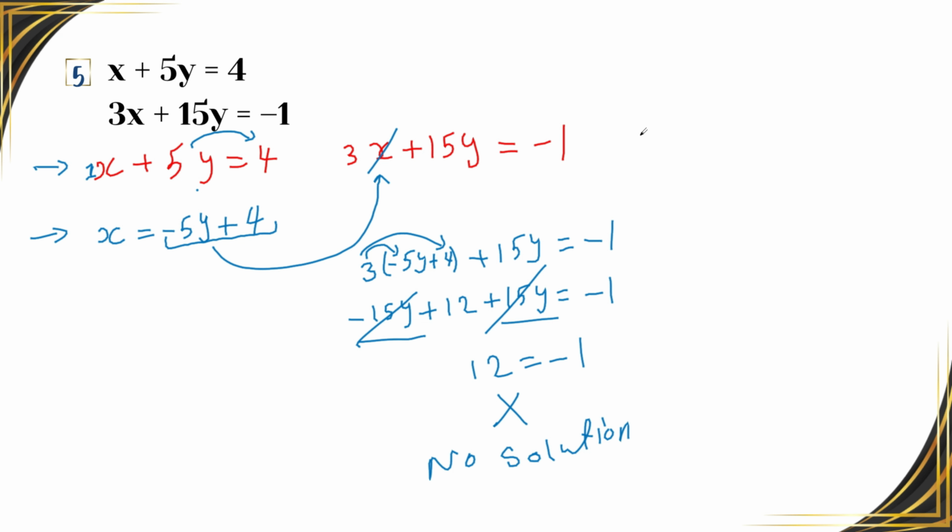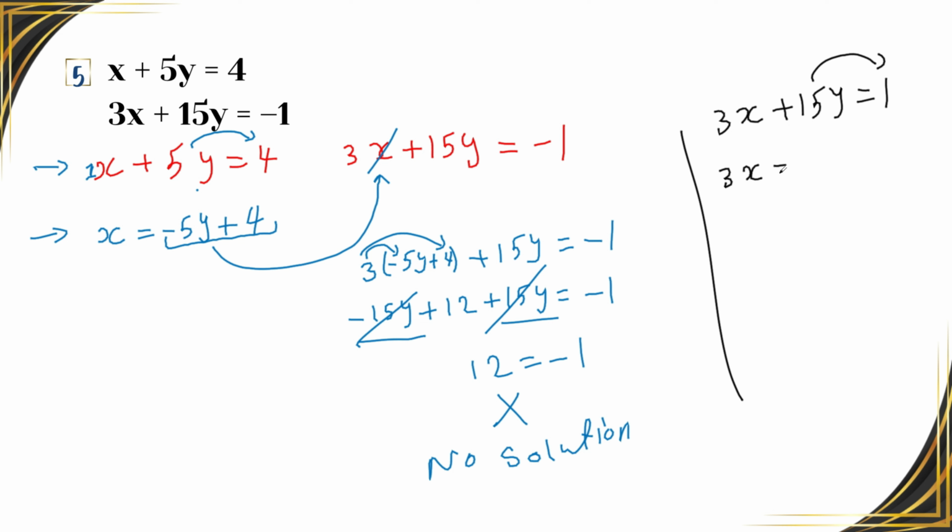Let's go back to the beginning of the question. Why did we start with the first equation and not take the second equation when we isolated a variable? Before you isolate any variable, you check which one is easiest to isolate. For example, if I wanted to use the second equation, 3x plus 15y equals 1, and isolate x, then I will move this 15y to the other side. It will be 3x equals negative 15y plus 1.